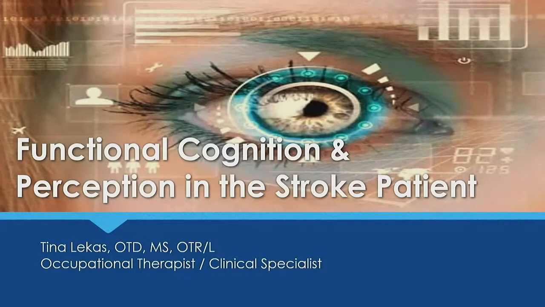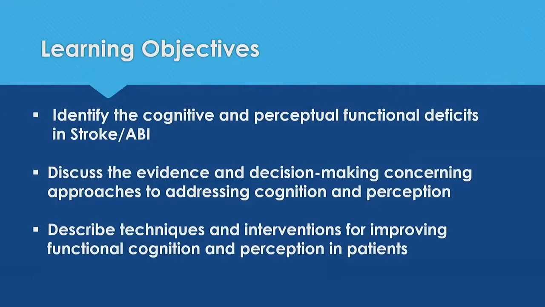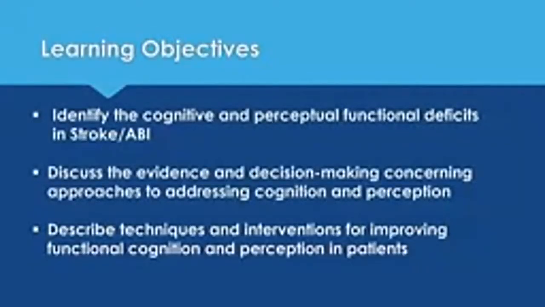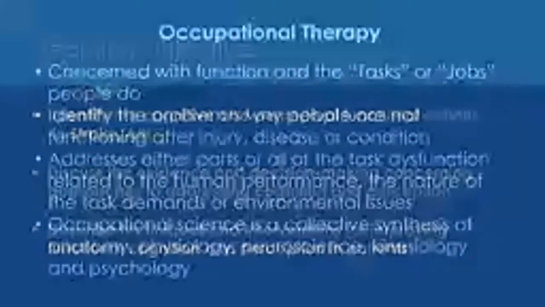So today I'm going to talk to you about functional cognition and perception in the stroke patient. Our goals are to identify the cognitive and perceptual functional deficits in stroke or ABI, acquired brain injury, discuss the evidence and decision-making concerning approaches to addressing cognition and perception, and describe some techniques for improving functional cognition and perception in patients.